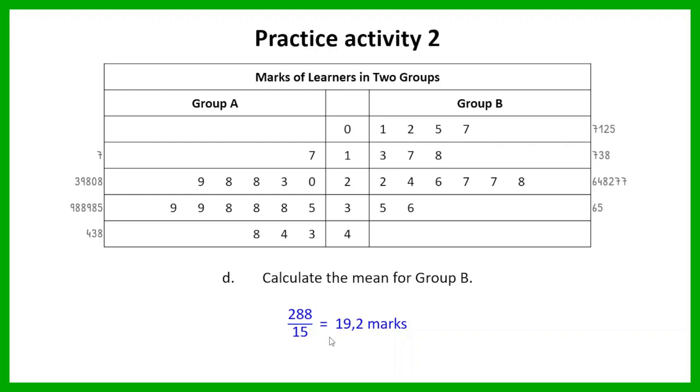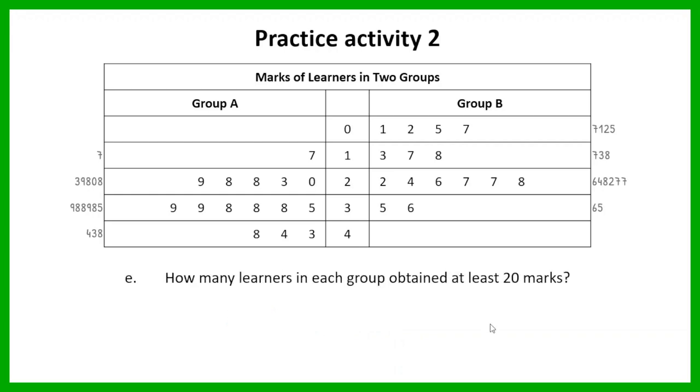Then question E. How many learners in each group obtained at least 20 marks? So 20 is over here. This is where the 20s start. So everything in this interval on. Over here, I've got in group A, which I'm going to do first, 1, 2, 3, 4, 5, 6, 7, 8, 9, 10, 11, 12, 13, 14 in group A.